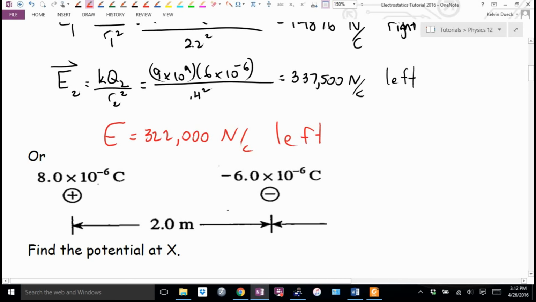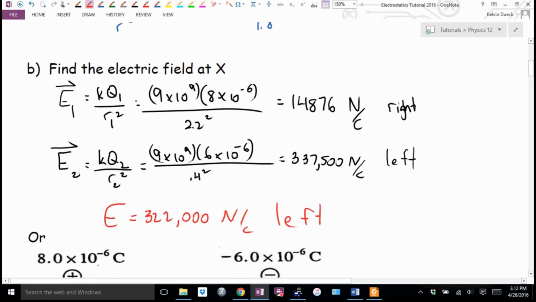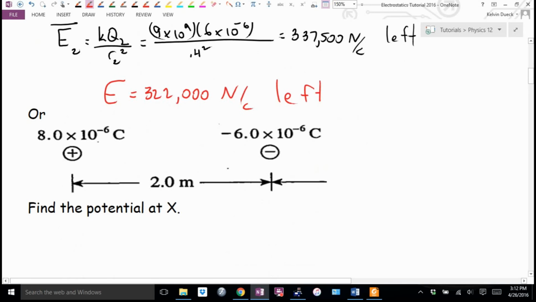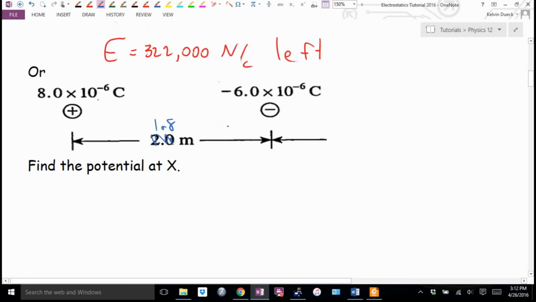Okay. What else can I do with point charges? So same diagram, again, I made it 1.8 meters. I could have you find the potential at location X. Where is location X? How about right there, where again, this distance is 0.4 meters.